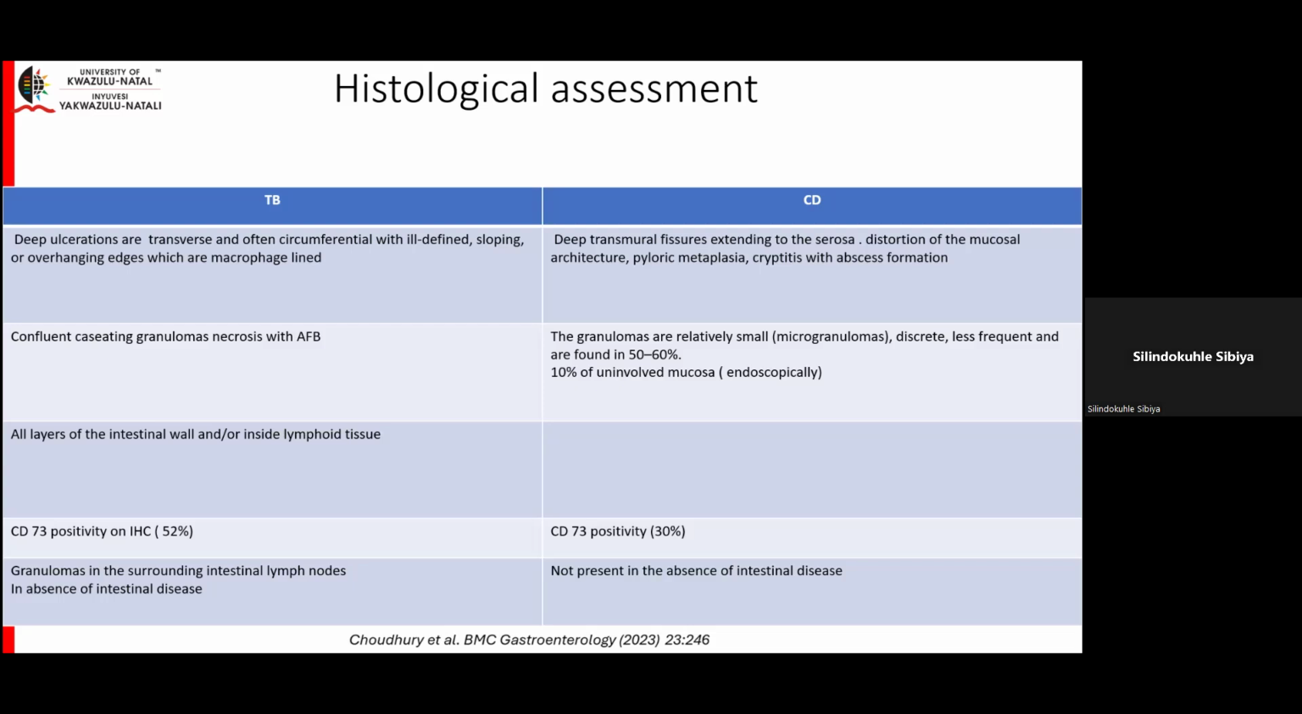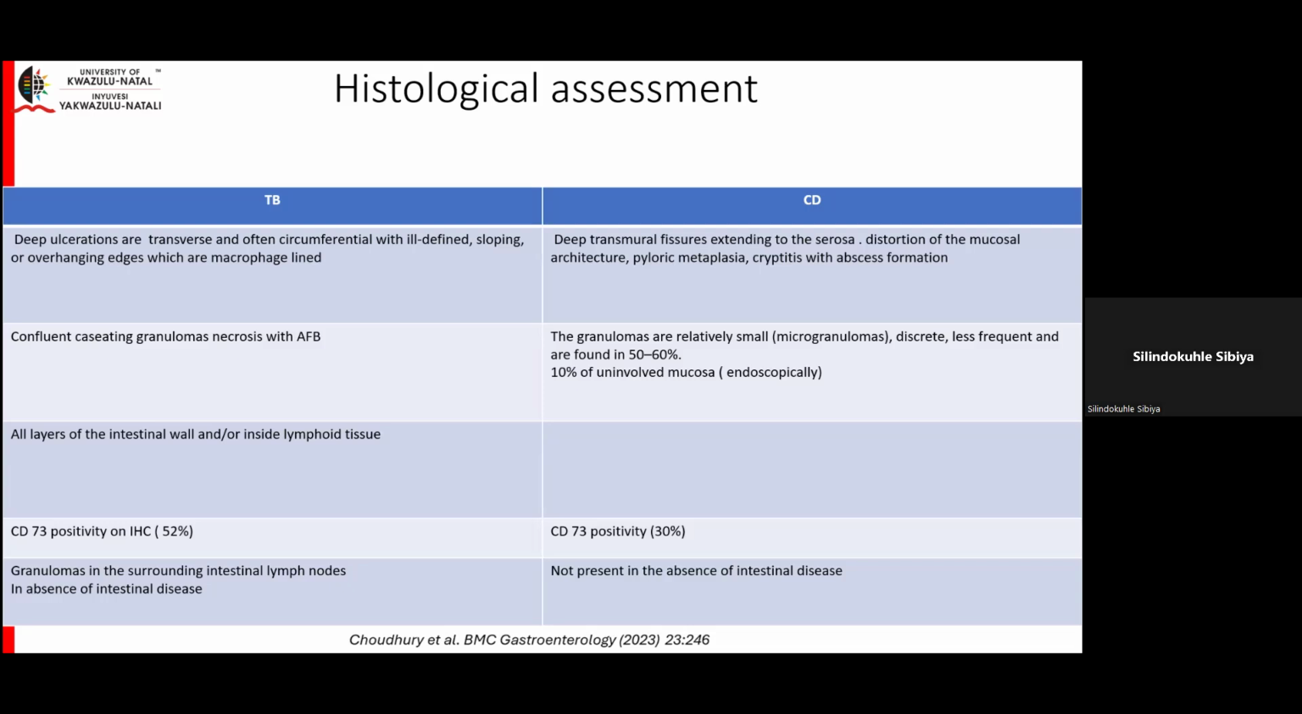CD73 positivity on immunohistochemistry: in one study from India, they thought that it could help in discriminating between TB and Crohn's, as they said that it was only found in TB and not in Crohn's. While a local study from South Africa showed that CD73 positivity on immunohistochemistry was found in 52% of patients with TB and about 30% of patients with Crohn's disease.